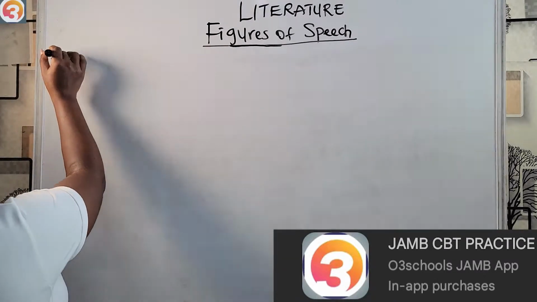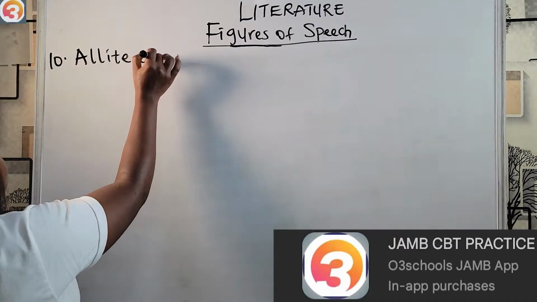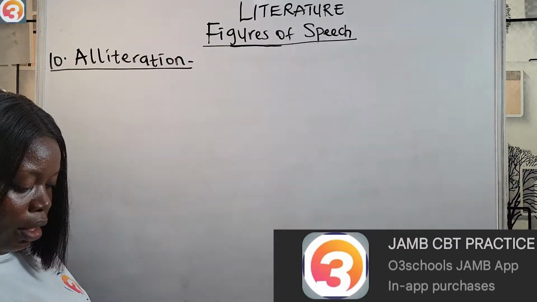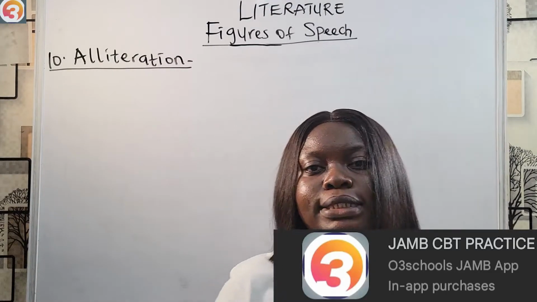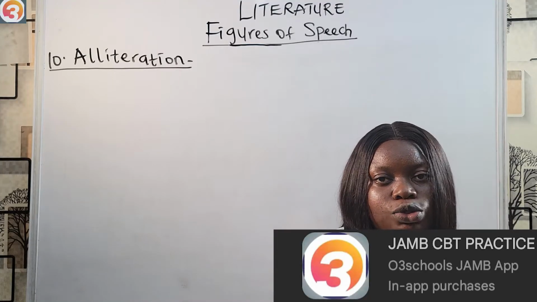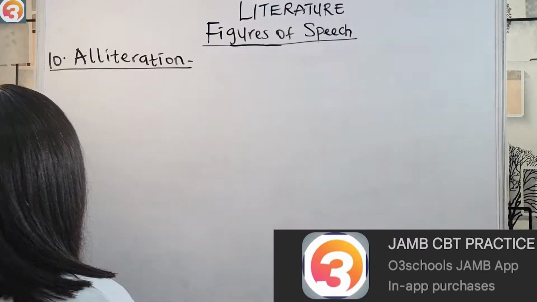Next, we have alliteration. This figure of speech has to do with repetition of consonant sounds, but only at the beginning of words that are close together in a sentence. Let's take the definition down.